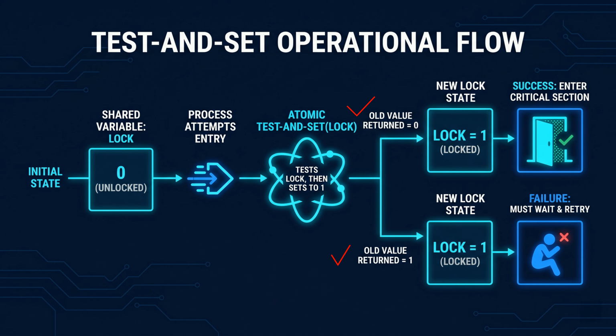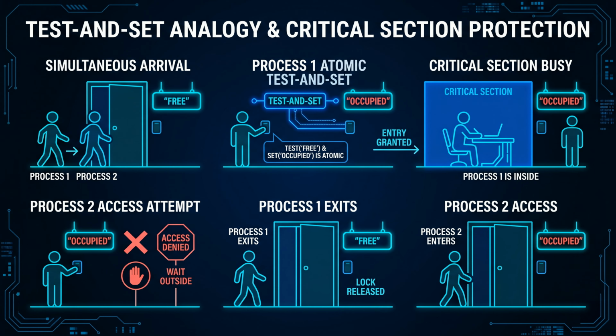Imagine two people reaching a meeting room door at the same time. The door has a smart signboard. The first person who presses the button sees free and instantly changes it to occupied. The second person presses immediately after, but now sees occupied, so they wait outside. That is exactly how test and set protects a critical section from simultaneous access.